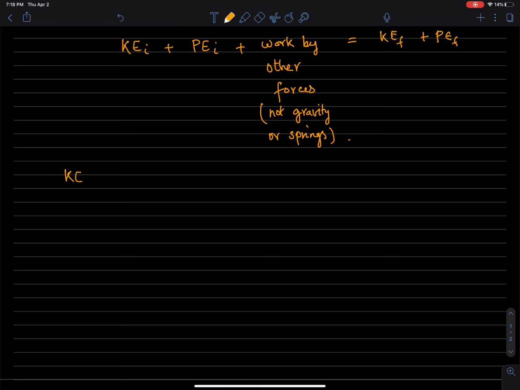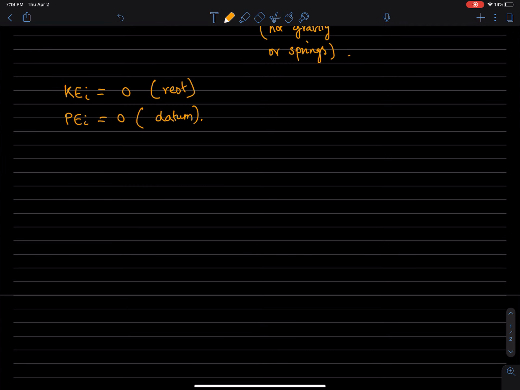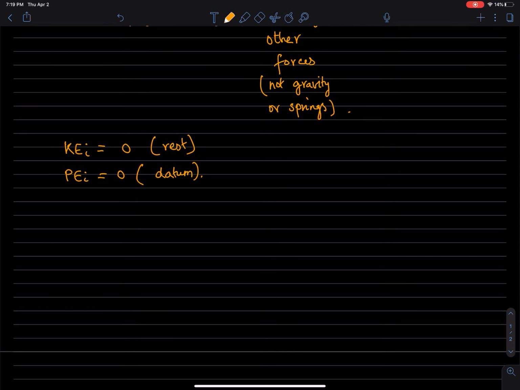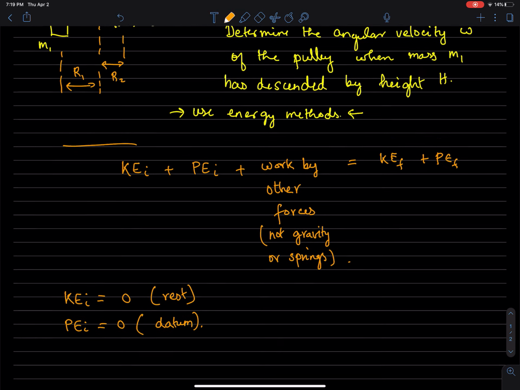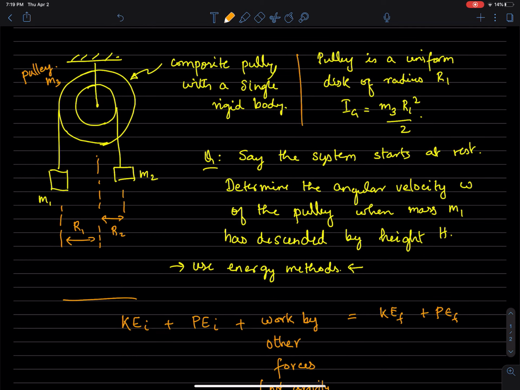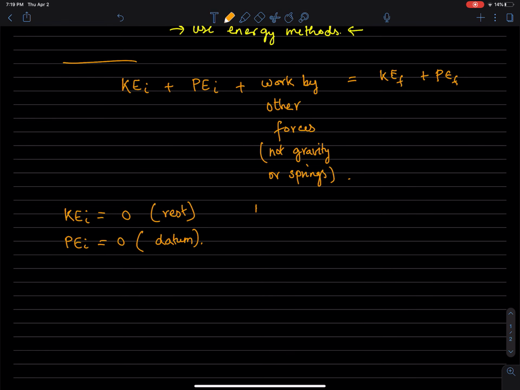What is the kinetic energy initial? It's of course equal to 0 because you're starting at rest. Let's say the potential energy initial equals 0 as well. This is what we choose to be the datum. What is potential energy final? We will get to that. Let's now write an expression for kinetic energy final.